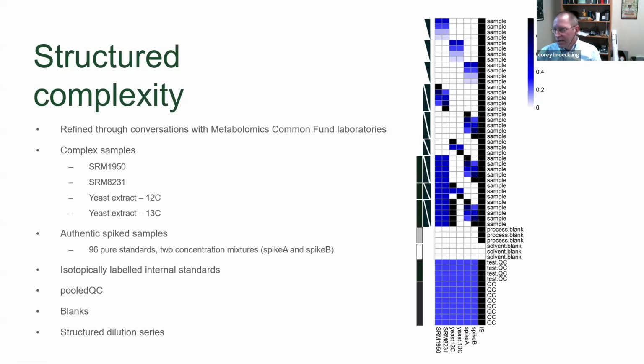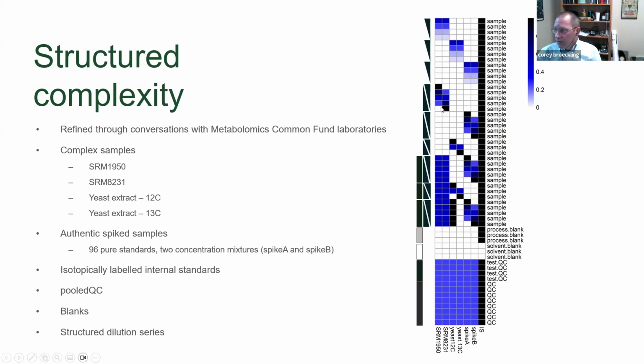And what that means is, even if we don't know what is in 1950 and 8231, we now have an expected signal intensity trend that we can look for when we look at the samples in this dilution series. That is, at decreasing concentrations, we should have decreasing signal. So all of our real signals should show that trend from 1950 or 8231. That is a dilution series.